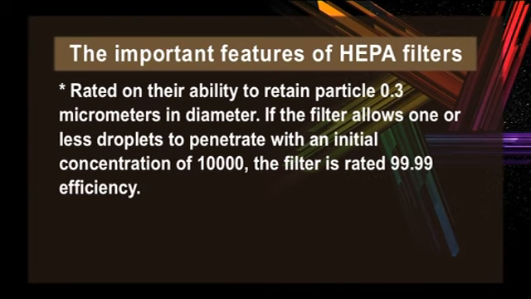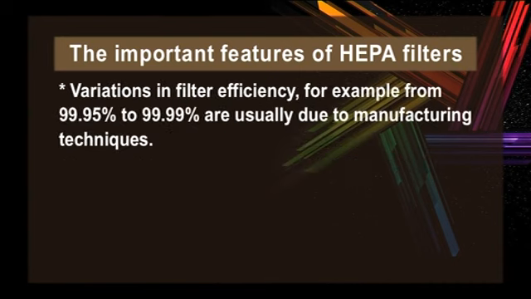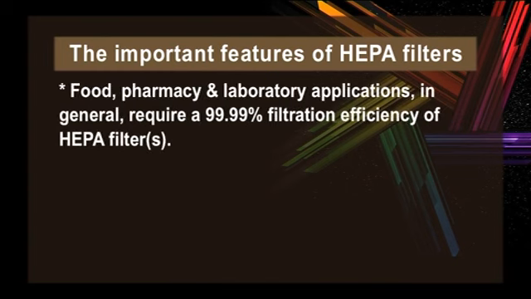99.99% efficiency. Variations in filter efficiency, for example, from 99.95% to 99.99%, are usually due to manufacturing techniques. Food, pharmacy and laboratory applications in general require a 99.99% filtration efficiency of HEPA filters.